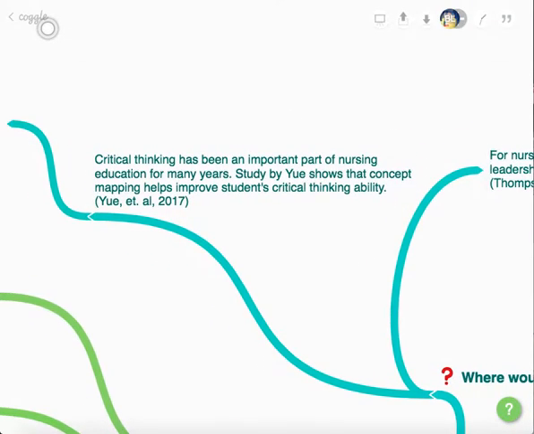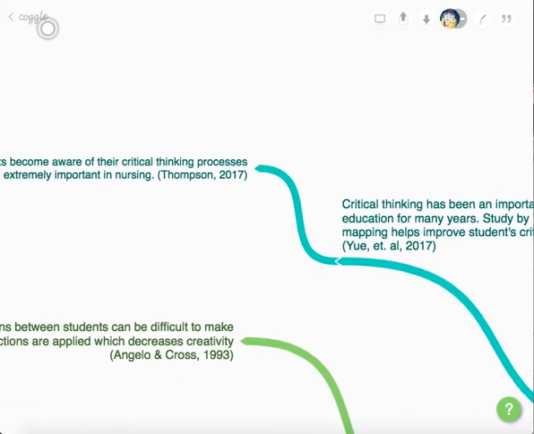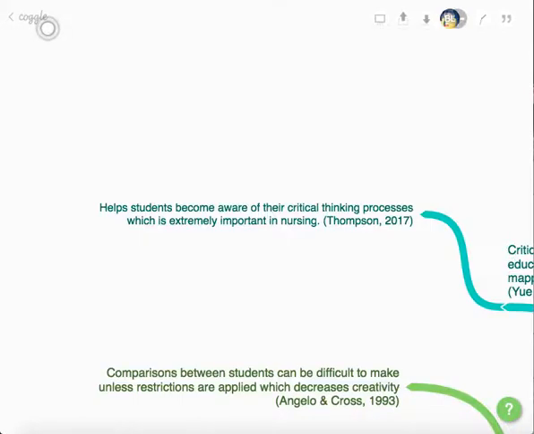Because concept mapping helps to create those strong neural pathways, it helps students develop their critical thinking, which has always been an important part of nursing and nursing education. Concept mapping helps students become aware of their own critical thinking process and helps to improve upon it.